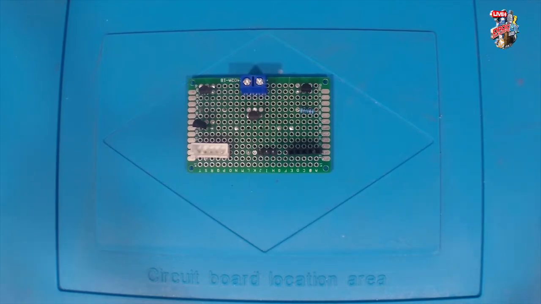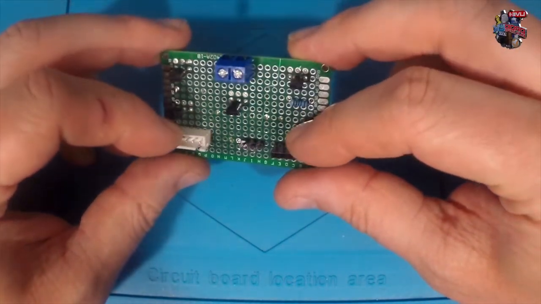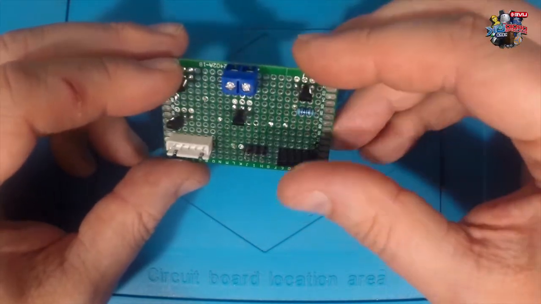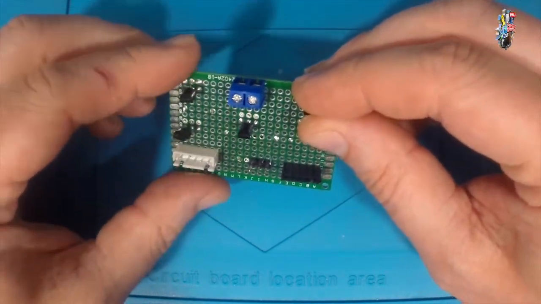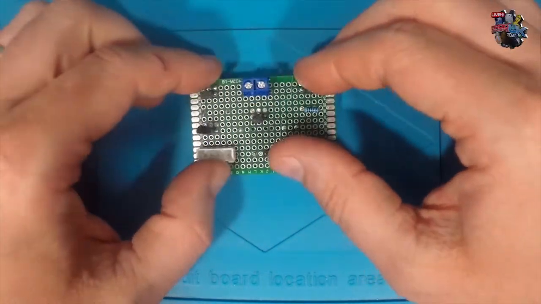So what we're going to do is have a look at some scrap boards to show you some of the mistakes, some of the problems that we can encounter when it comes to soldering boards up, and more importantly, how to fix them when they do happen.